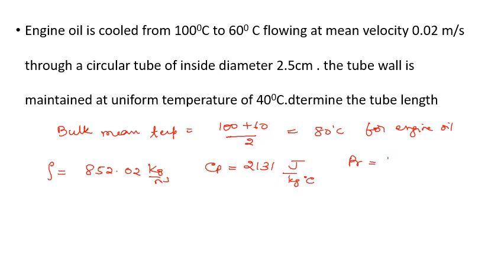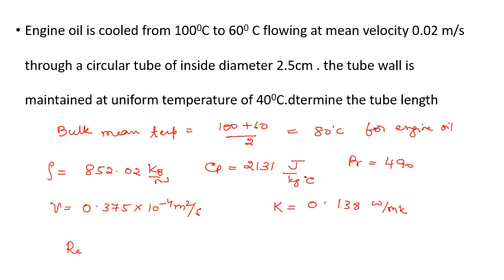Prandtl number 490, viscosity 0.375 into 10 to the power minus 4 meter square per second, and K value, that is thermal conductivity, will be 0.138 watt per meter Kelvin.